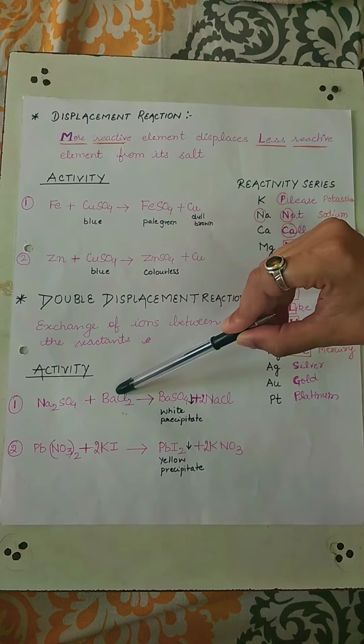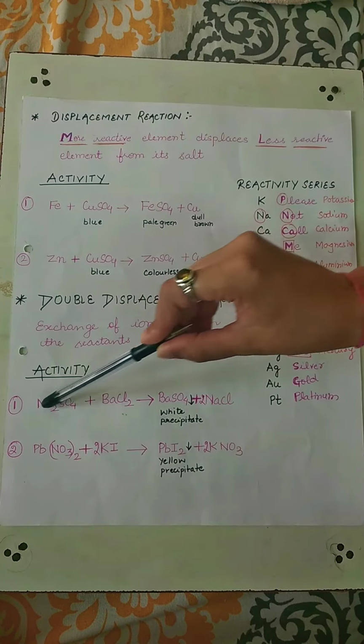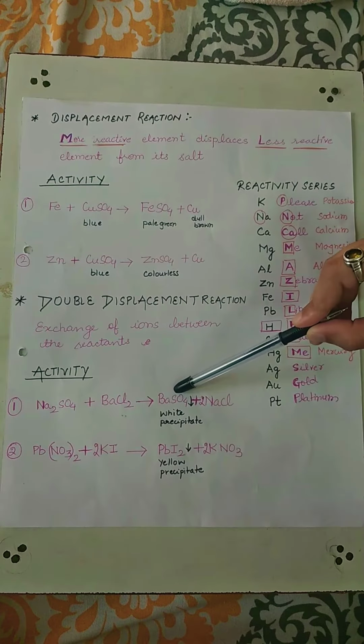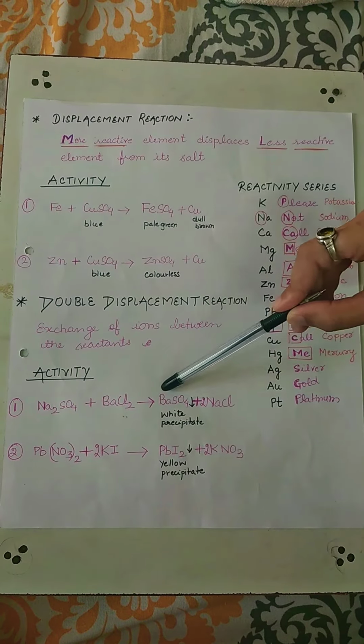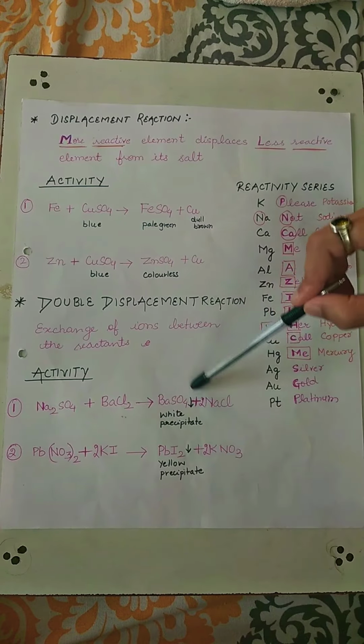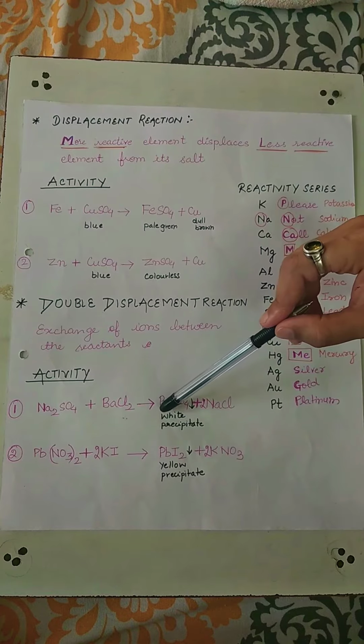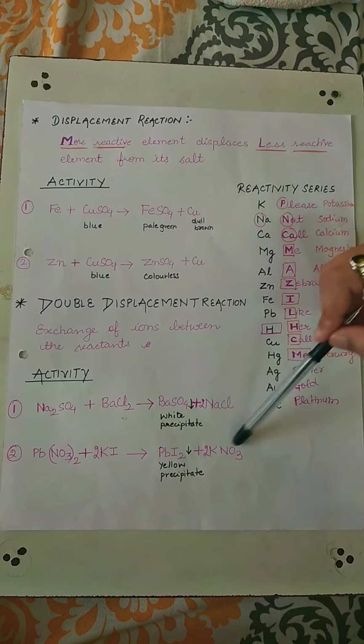Sodium displaces Ba from here and will form NaCl, and SO4 will come with Ba and will form BaSO4. Of the two compounds, you will see that a white precipitate is formed. That means BaSO4 is insoluble in water, whereas NaCl is a soluble salt.